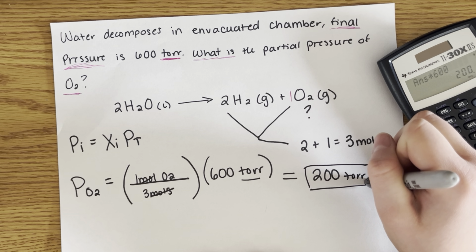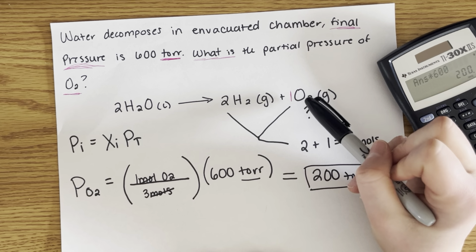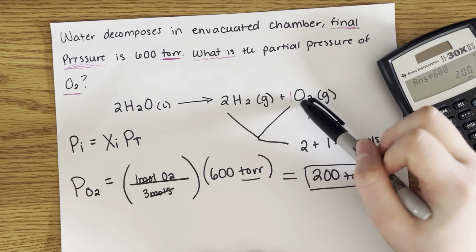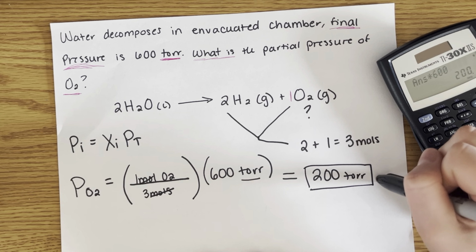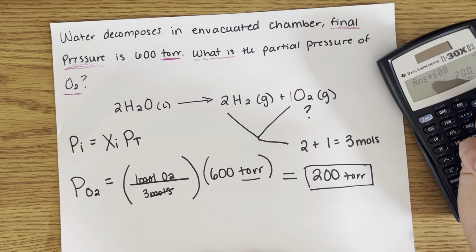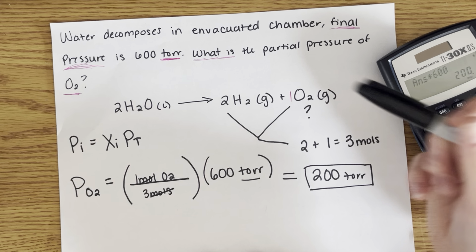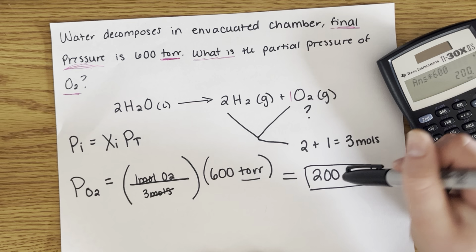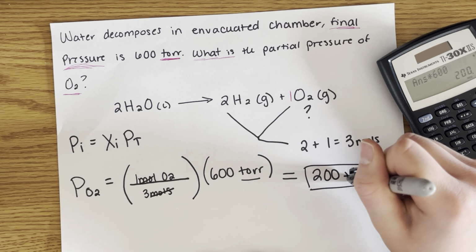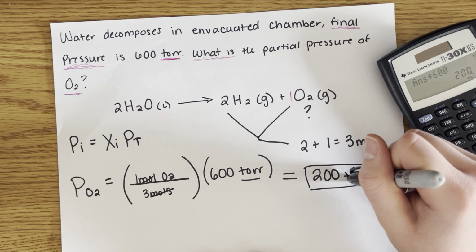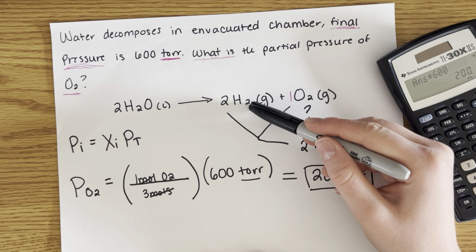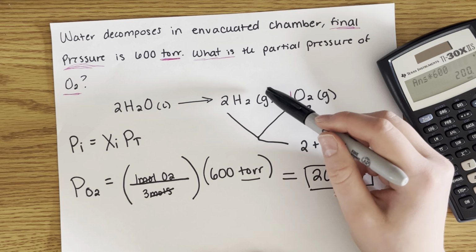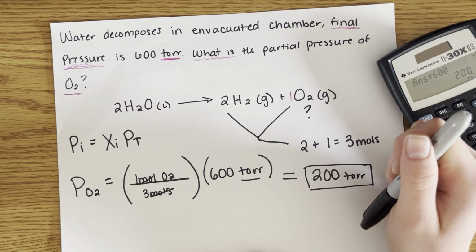Again, this would make sense because there's only 1 mole of O2. So we know that this number is going to be smaller. Pretty much what I'm saying is that we know there's 2 moles of H2. So if this number were to come out to be like, I don't know, 500, we know that there was something wrong there, because that means that this would be way less. And that doesn't make sense because there's more moles of H2 than there are O2.